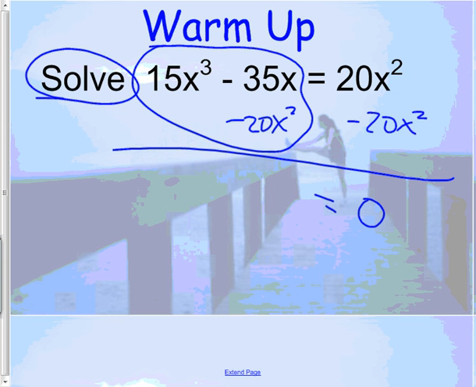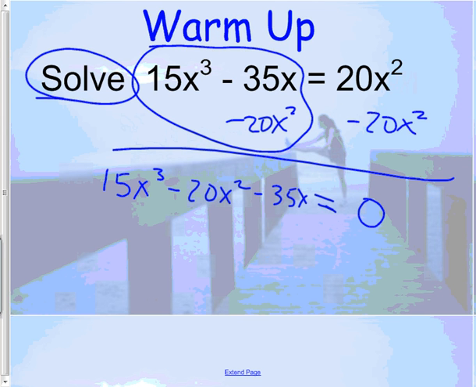So what's the thing with the biggest degree? 15x to the third. What's the next biggest thing? Minus 20x squared. What's the smallest thing? Minus 35x. Now, it may not seem like I have solved it, and that's probably because I haven't. I haven't got x alone yet. To get x alone, I'm going to need to do the factoring thing I was telling you.